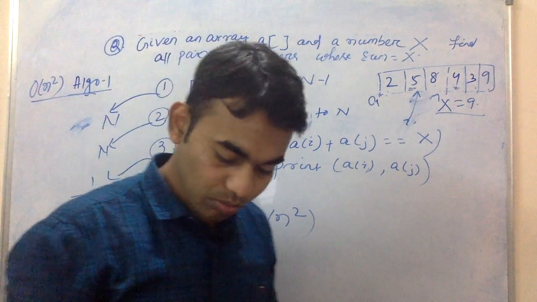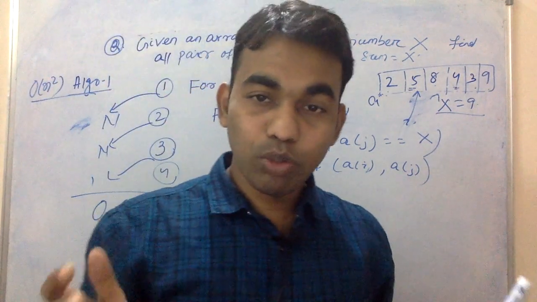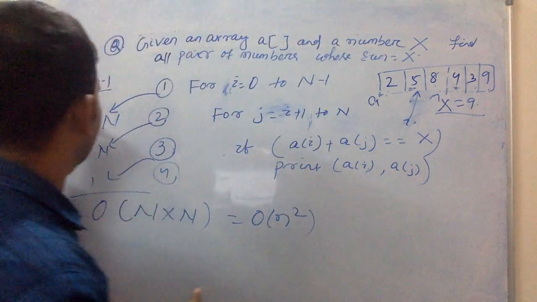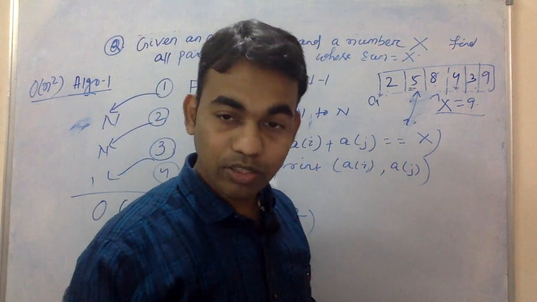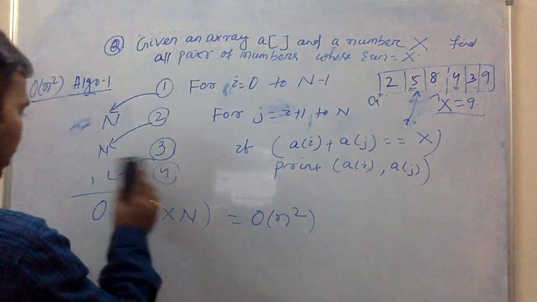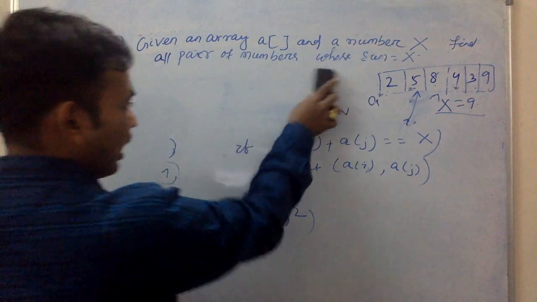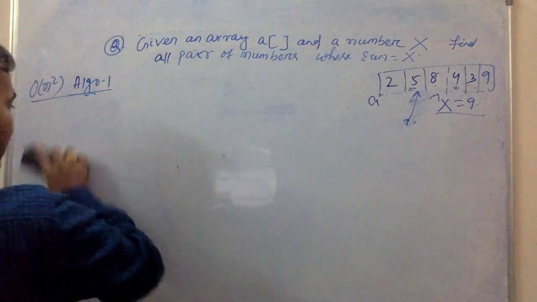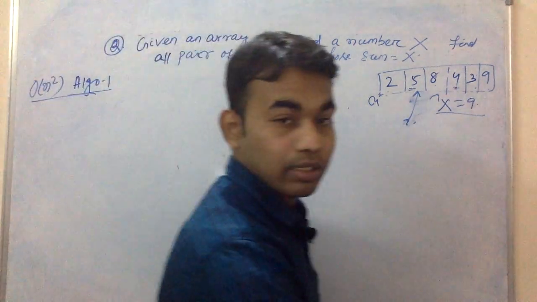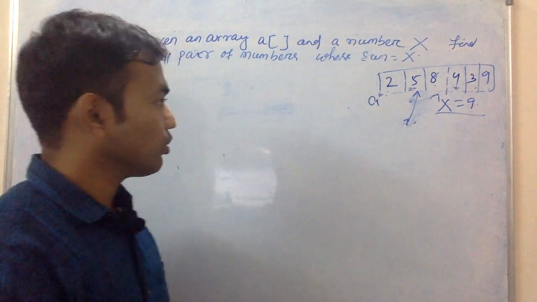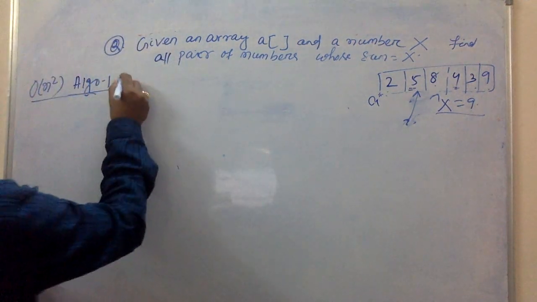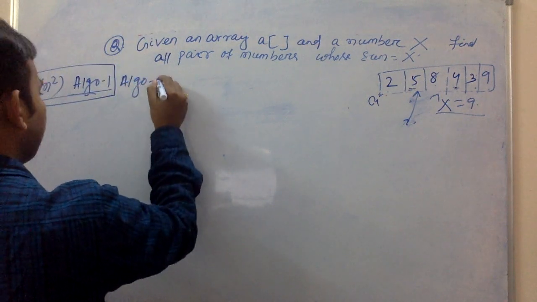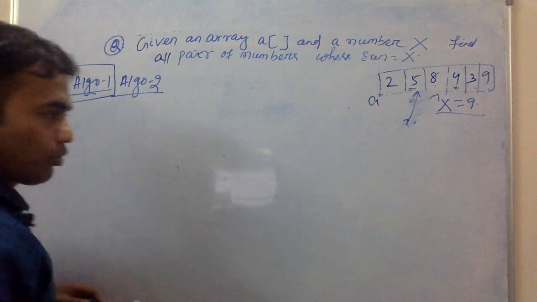But now the next question arises: can I improve this? Can I write a more efficient algorithm which will perform better than order of n square? I am just erasing this one, you can take a look. Can I write an algorithm that takes a little less time than order of n square? The answer is yes, we can do that. This was algorithm 1, we got it in order of n square, so let us go for algorithm 2.